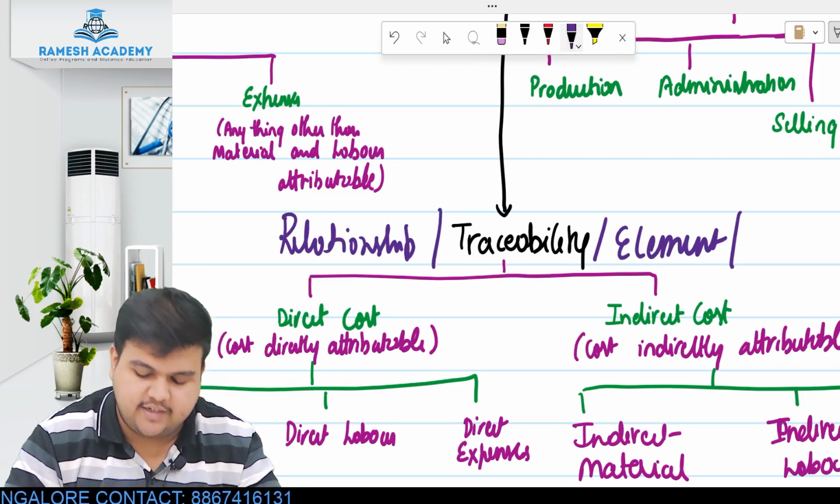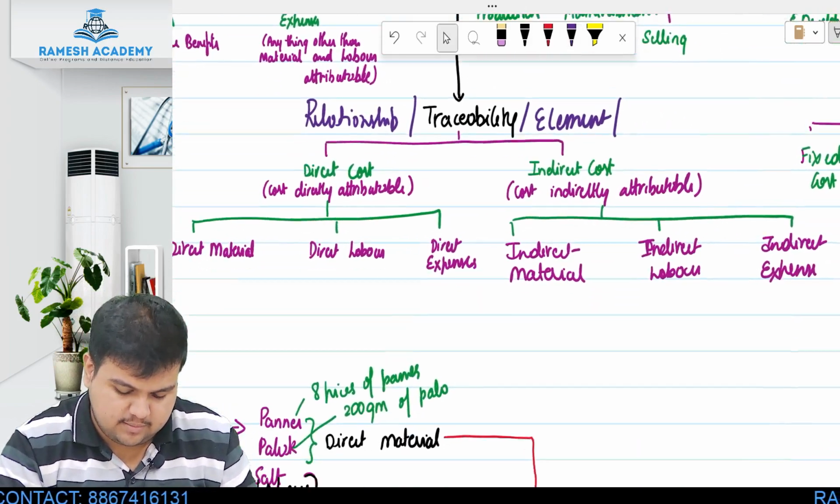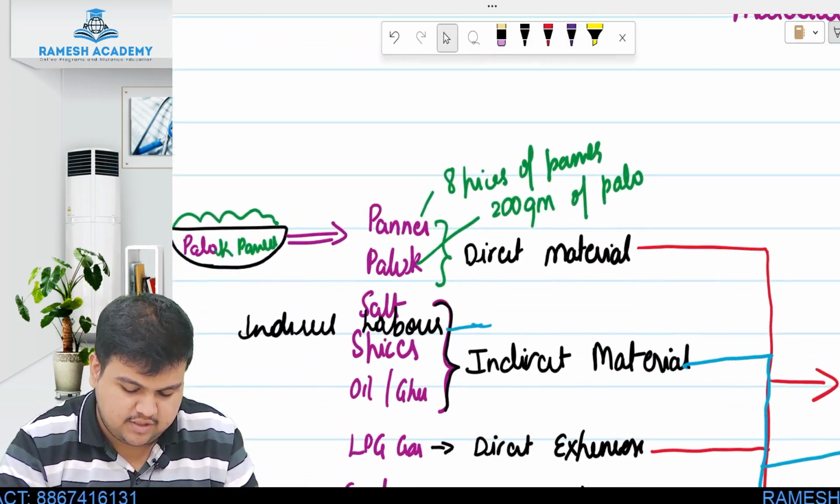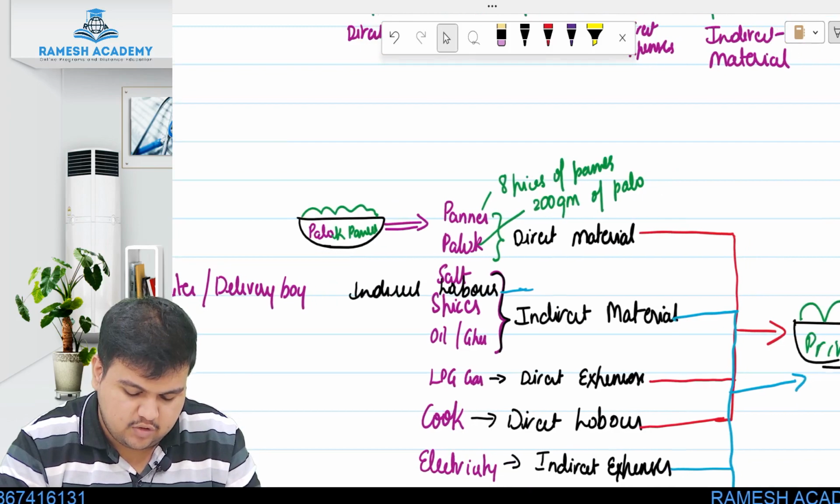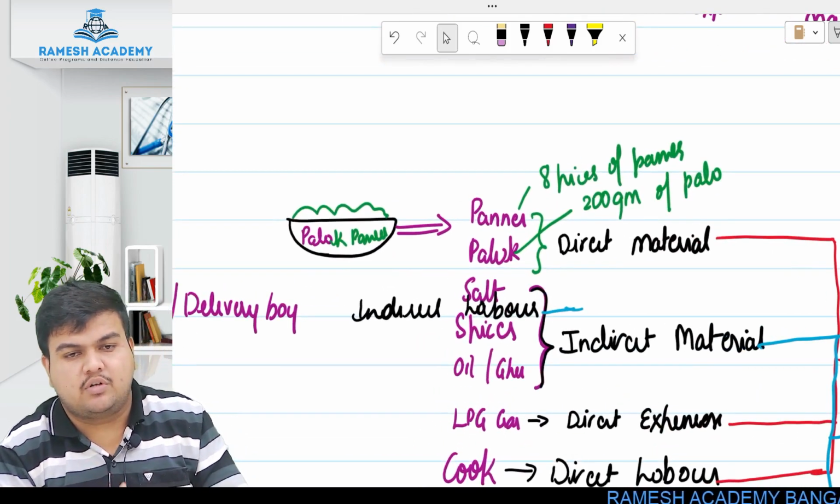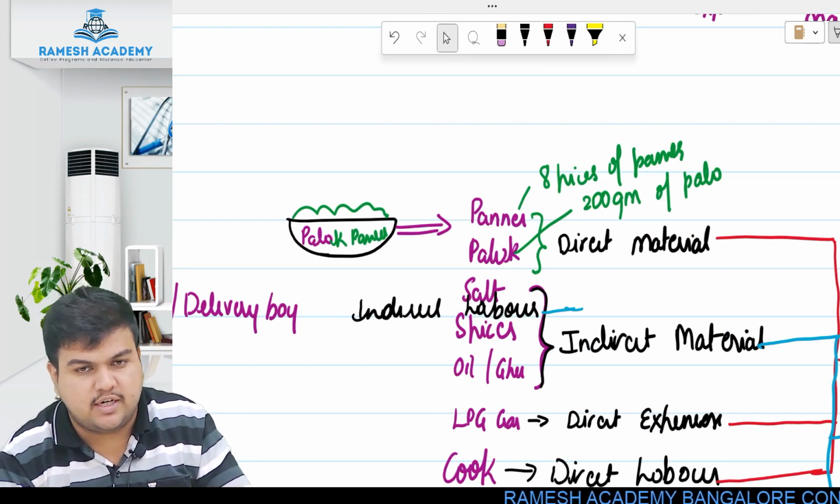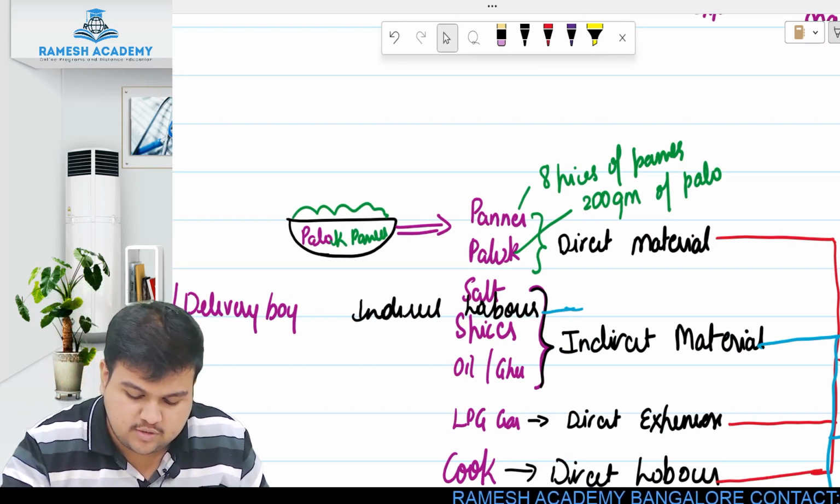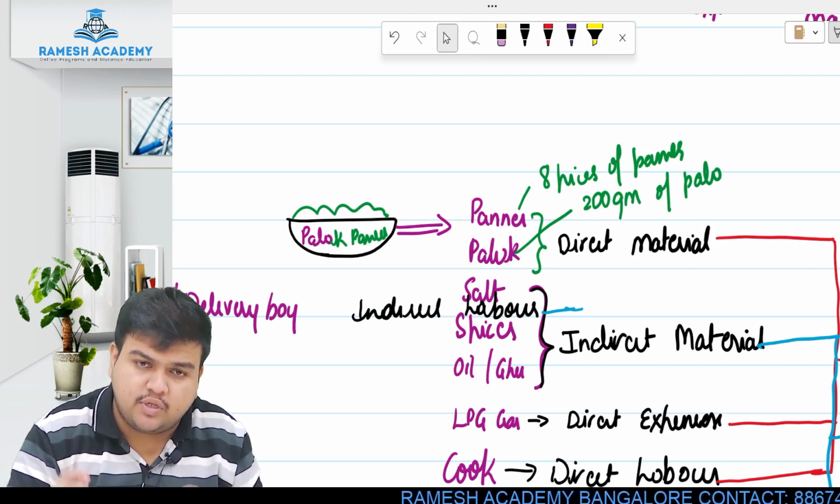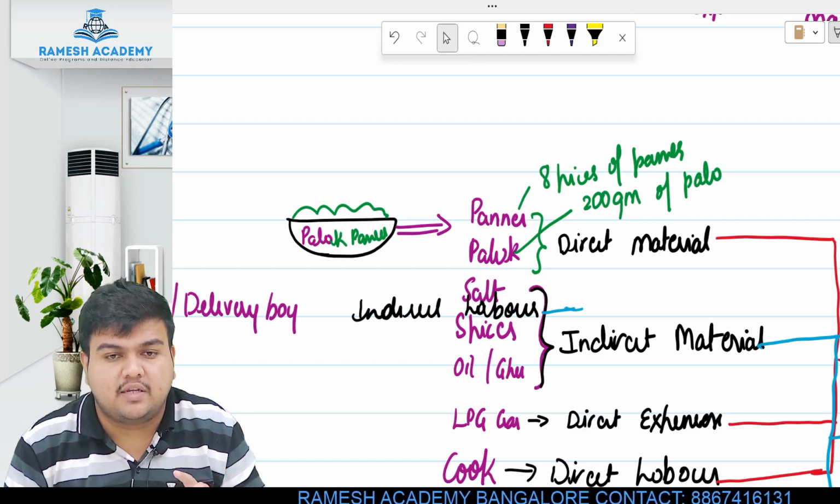How it is related, directly or indirectly. I have given a very good example. You have palak paneer, right? When you make palak paneer, in a bowl of palak paneer, what do you look at? Green color, gravy type structure with palak pieces on it, right? As soon as you see the items, you can ascertain that there are 8 pieces of paneer in the bowl of palak paneer, right?